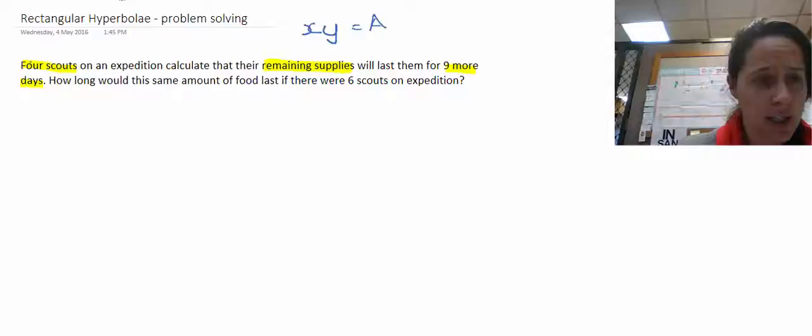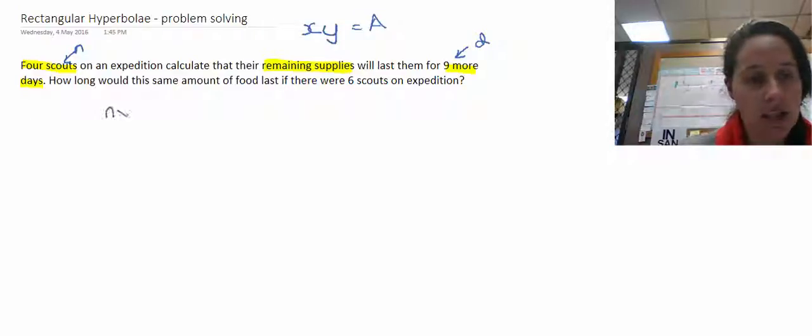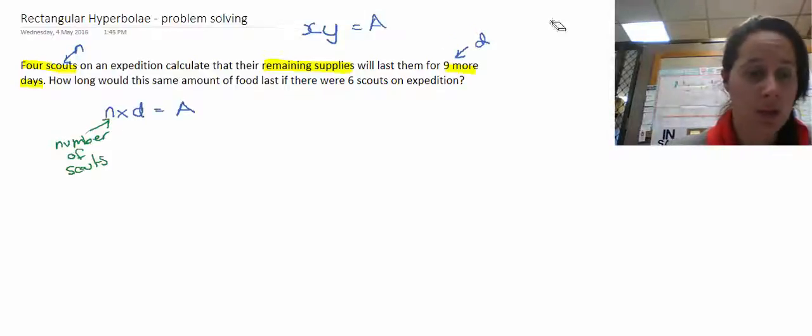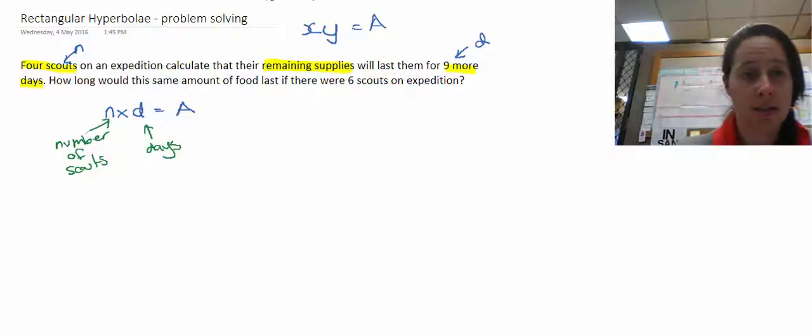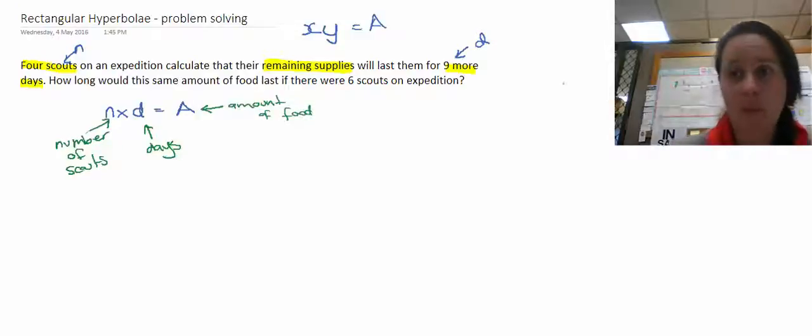So if we put in some symbols here, let's do N for the number of scouts and D for the days. So basically the relationship is between the number of scouts, how many days, and how much food they have. N being the number of scouts, and A being the amount of food that they have available.